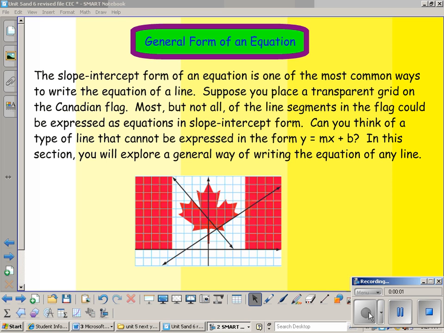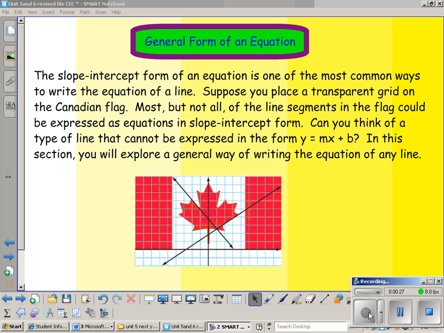In this lesson, we are going to look at another way we can write an equation, and it's called general form. So the slope-intercept form, which is what we looked at in the previous two lessons, is one of the most common ways to write the equation of a line. Suppose you place a transparent grid on the Canadian flag. Most, but not all, of the line segments in the flag could be expressed as equations in slope-intercept form.